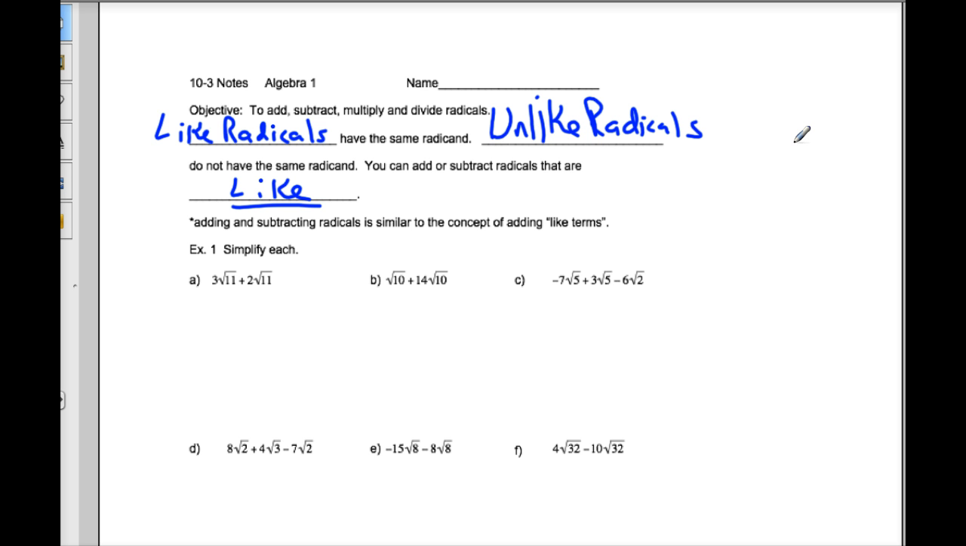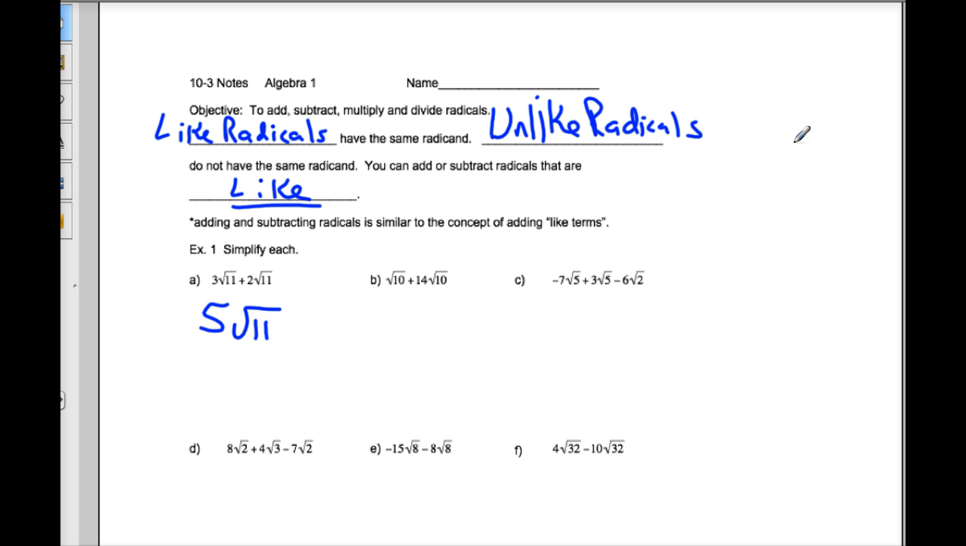5 radical 11s. 3 plus 2 is 5. So 5 radical 11. They're like terms. 3 radical 11s plus 2 radical 11s would make 5 radical 11s.